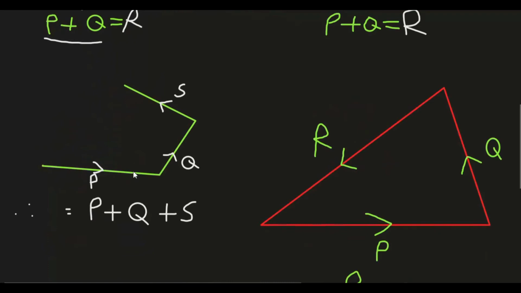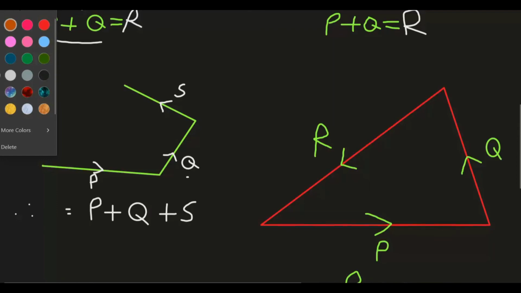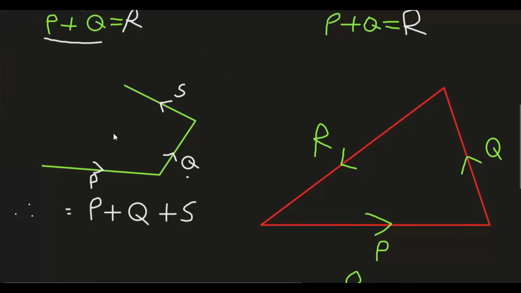Let's see another example. Suppose we have this tip, tail, and then again the tip of Q and the tail of S. How do we do something like that? It's pretty simple. If we see that a vector is something like that, where it's tip, tail, again tip, tail, then we can say that the resultant vector is a vector from the tail of P to the tip of S. So this is the resultant vector.